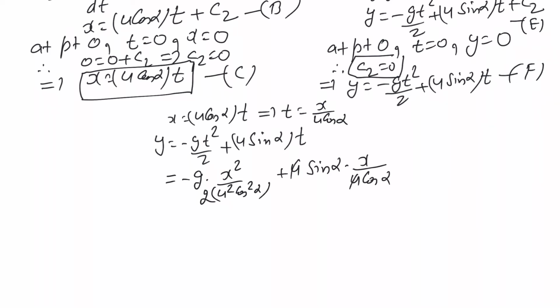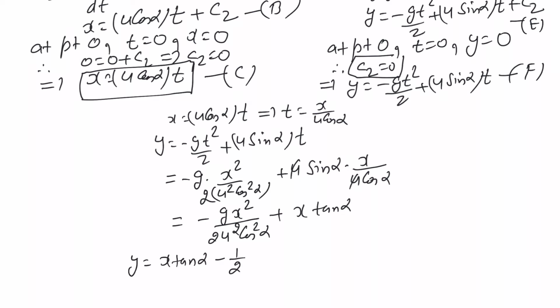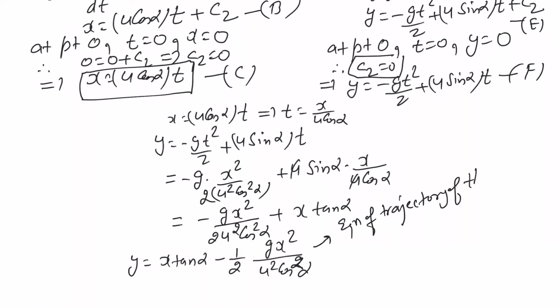The u will cancel out. This will be minus g x² over 2 u² cos² alpha, plus x tan alpha. Therefore y is equal to x tan alpha minus g x² over 2 u² cos² alpha. This represents the equation of trajectory of the projectile.